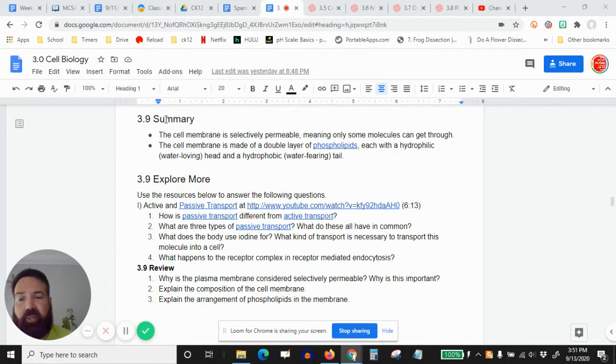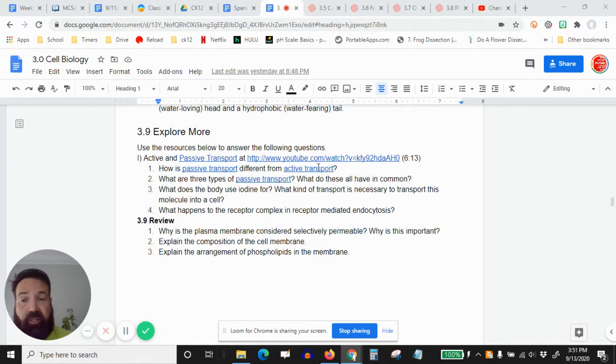All right, 3.9 summary. The cell membrane is selectively permeable, meaning only some molecules can get through. The cell membrane is made of a double layer of phospholipids, each with a hydrophilic water-loving head and a hydrophobic water-fearing tail. Again, I did not assign the explore more this time.